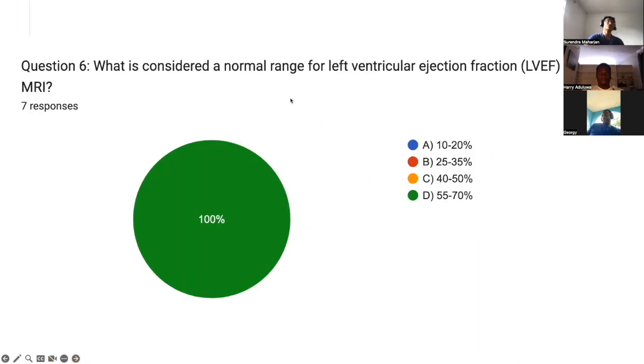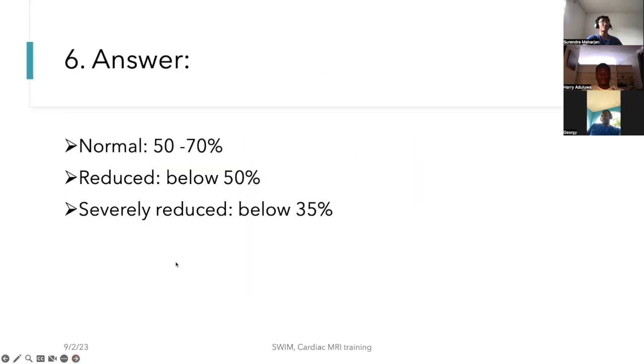What is considered a normal range for left ventricular ejection fraction in cardiac MRI? It's 55 to 70%. It tells how much of the blood is ejected from the ventricle, that is the left ventricle. If it's below 50%, it is reduced, and if it's below 35, it's severely reduced. That means there's some abnormality.